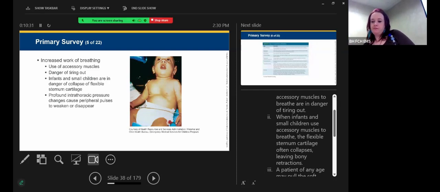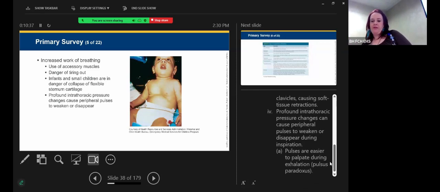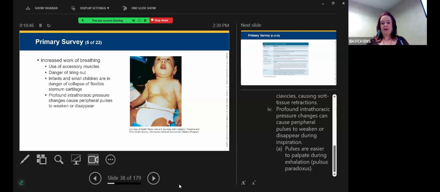I have pulse pressure changes. Profound intrathoracic pressure changes can cause peripheral pulses to weaken or disappear during inspiration. Pulses are easier to palpate during exhalation, which is pulsus paradoxus.